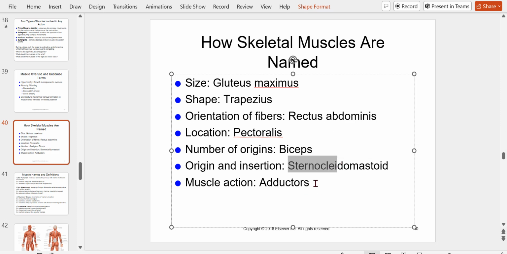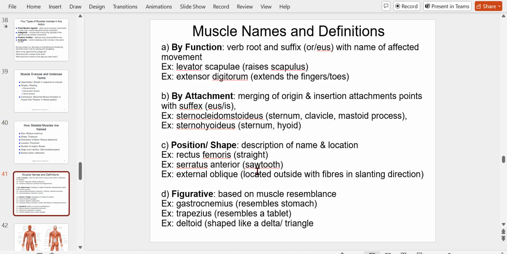Muscle action, adductors as opposed to abductors. There's a really interesting gym machine at most high-end gyms that works your abductors and your adductors. I'll show you those in two shakes. Again, muscles named by definition. They can be named by function.